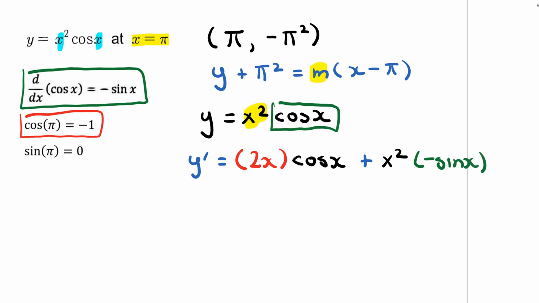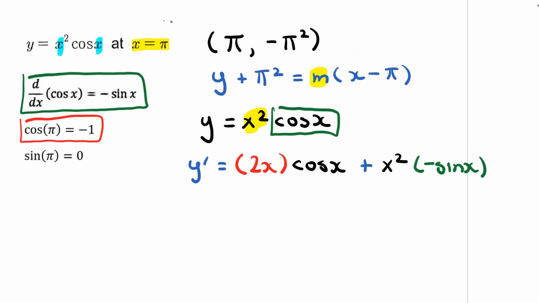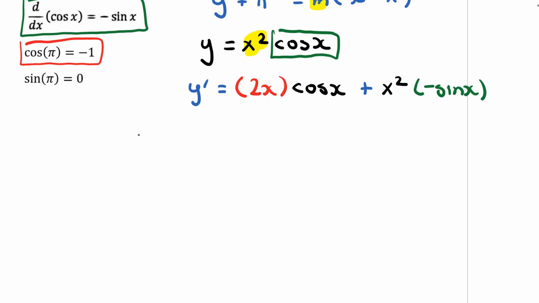And now I need to evaluate the derivative at pi, right? So now I need to write out f prime of pi. What that really means now is all these x values are going to be replaced with pi, right?